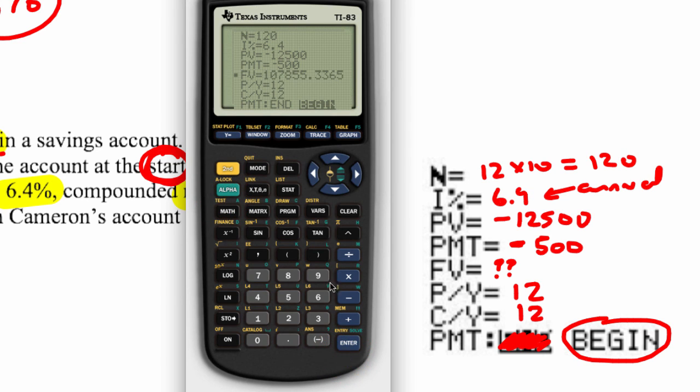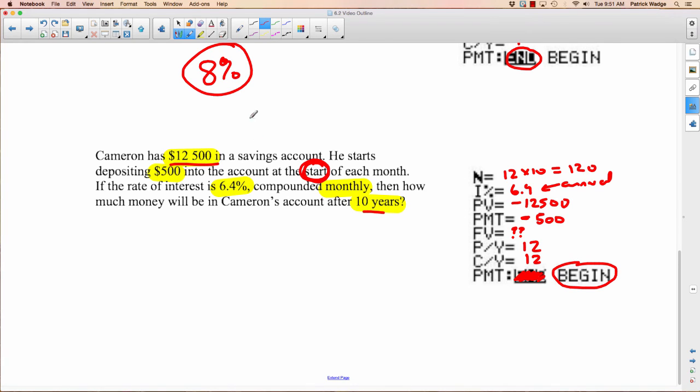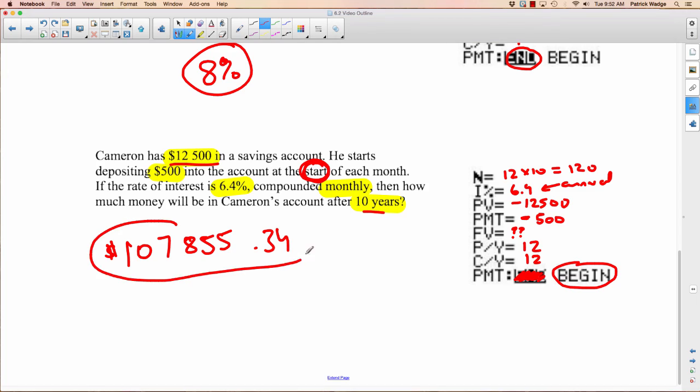It's a bit more work, isn't it? And I get the amount. Wow, way to go, Cameron. You've got a pretty hefty sum in there. $107,855.34, I guess, if we round up. So let's go write that down. The answer is $107,855.34. Good for you.